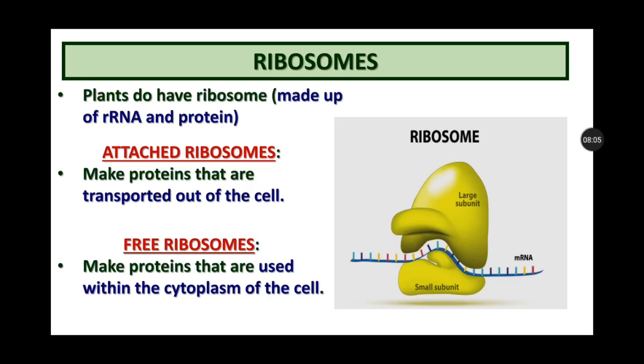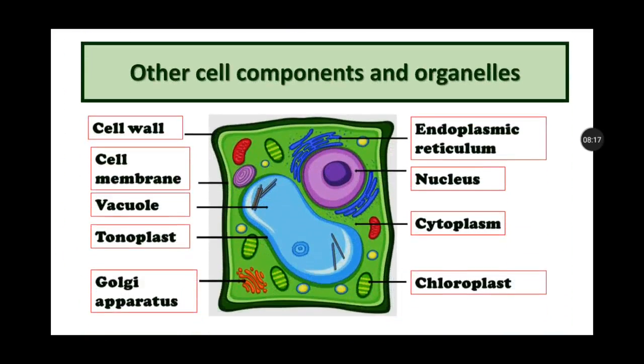Okay, so they also make protein, but these proteins are transported out of the cell. And the ribosomes which are free in the cytoplasm also make proteins, but they are used within the cytoplasm of the cell. So this is the main difference. Now the other cell components and organelles present in the plant cell are the endoplasmic reticulum, nucleus, cytoplasm, Golgi apparatus, and cell membrane. We have not discussed these in this video, because in the previous video on animal cells we discussed them in detail.